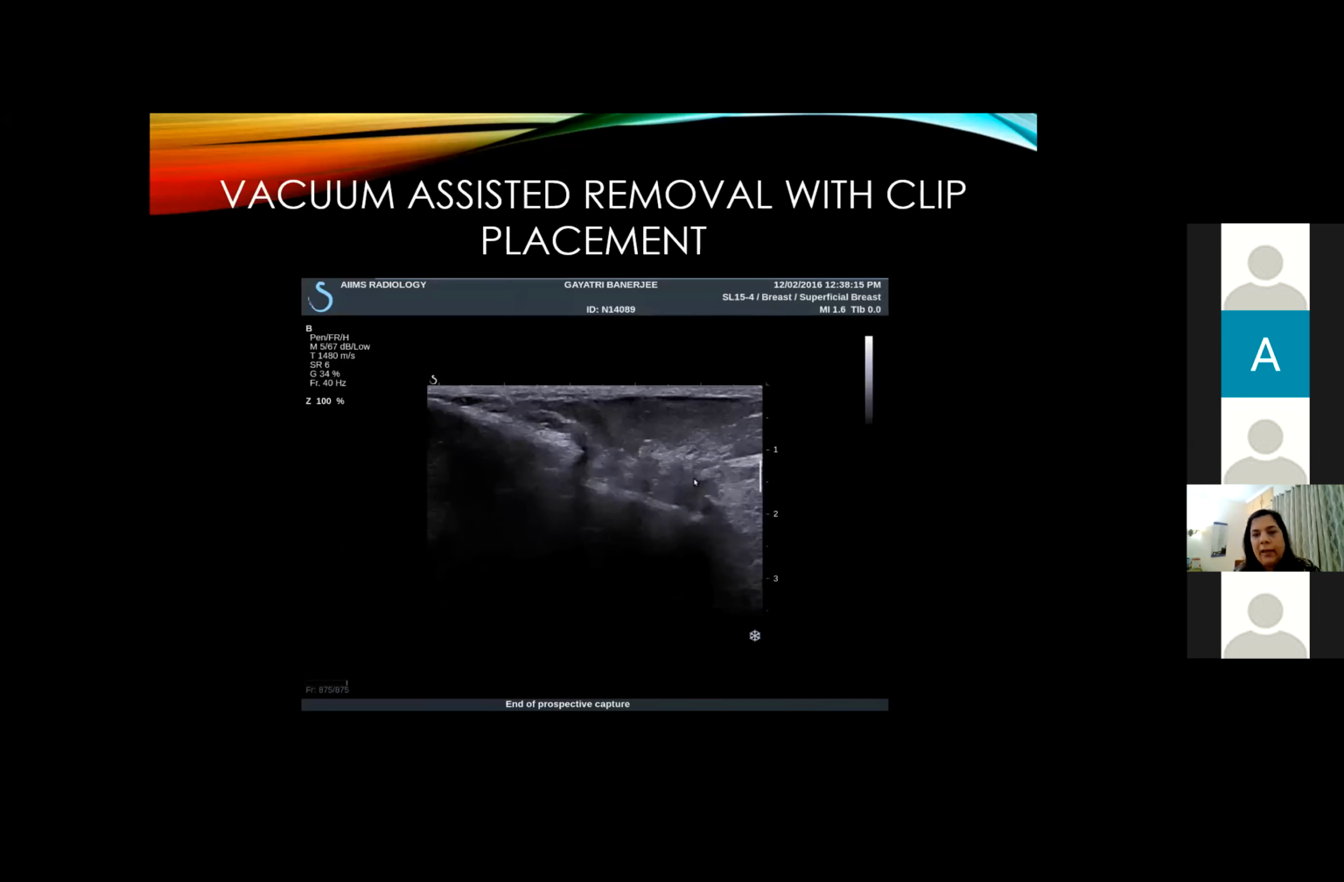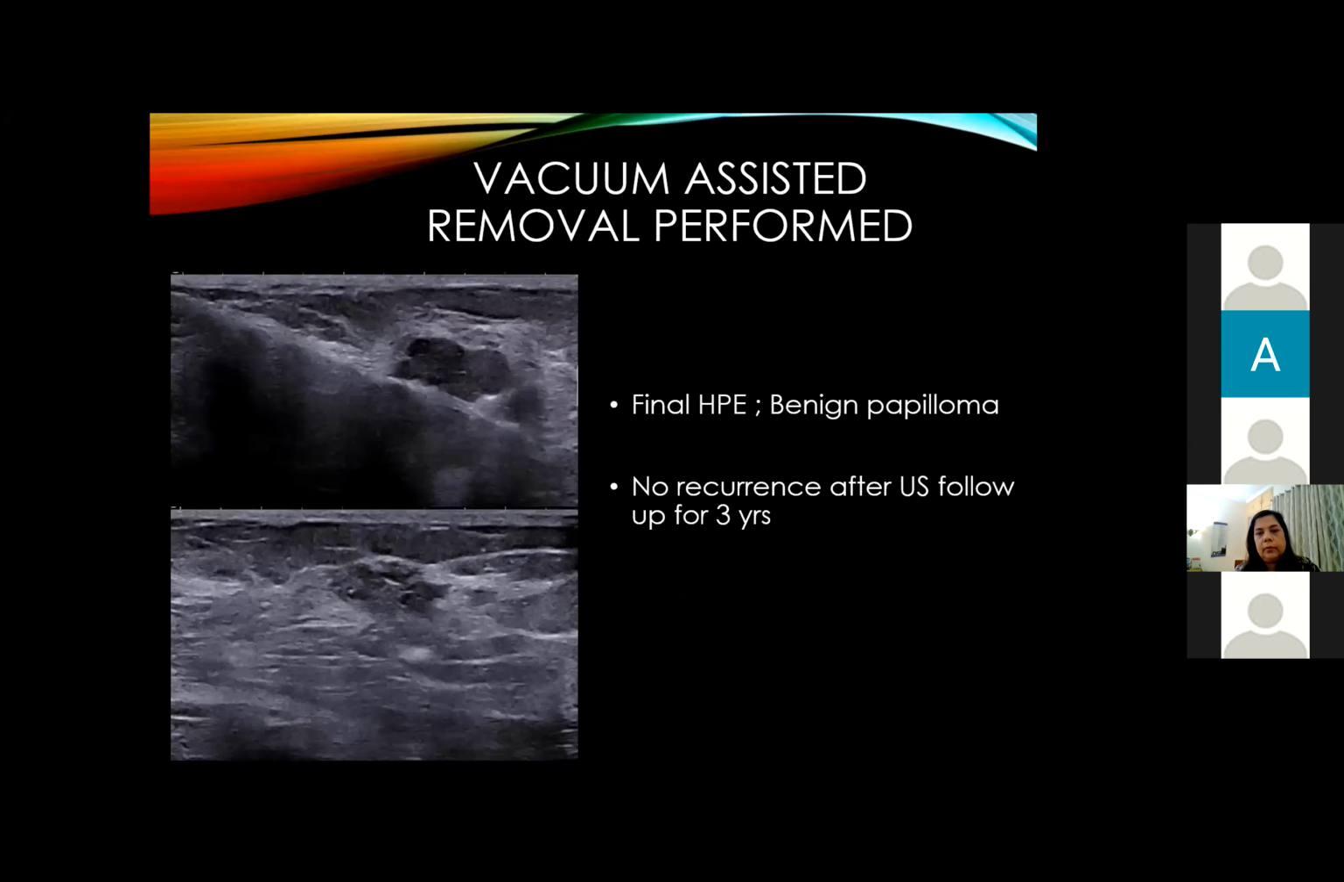is to be placed. So whenever you are removing the entire lesion, you must put a clip, because you don't know whether an upgrade is going to happen or whether a patient may need further surgery. So for the purpose of marking that site, you need to put a metallic clip. For this one, the final histopath was a benign papilloma without atypia, and you can see this was the lesion. This is post-VAB. There is no residual lesion remaining, and she has been on follow-up on ultrasound for the last 3 years, and we have not seen a recurrence.